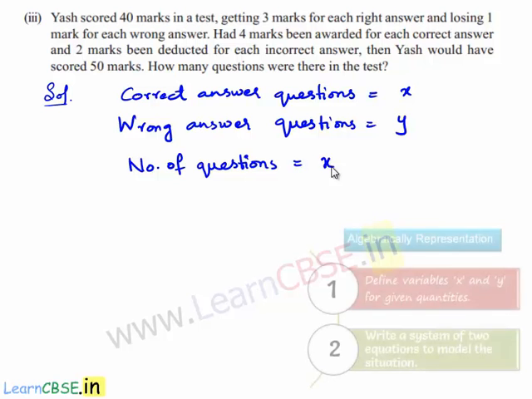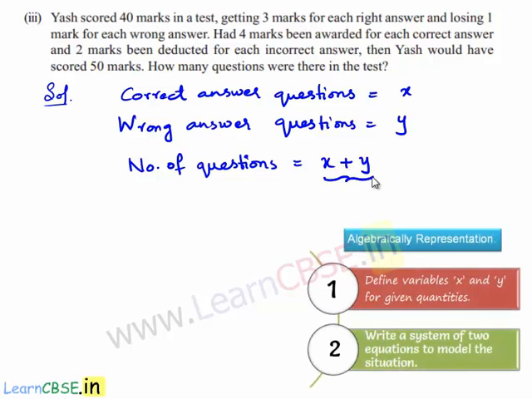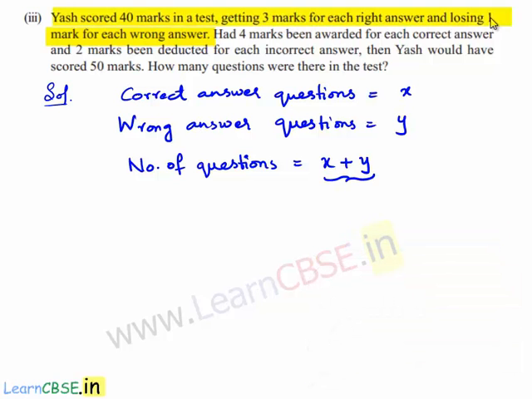So we are required to find the sum x plus y. According to the given problem, Yes scores 40 marks if 3 marks are awarded for each right answer and 1 mark for each wrong answer. So we can say that 3 times of x plus minus 1 times of y is equal to 40.